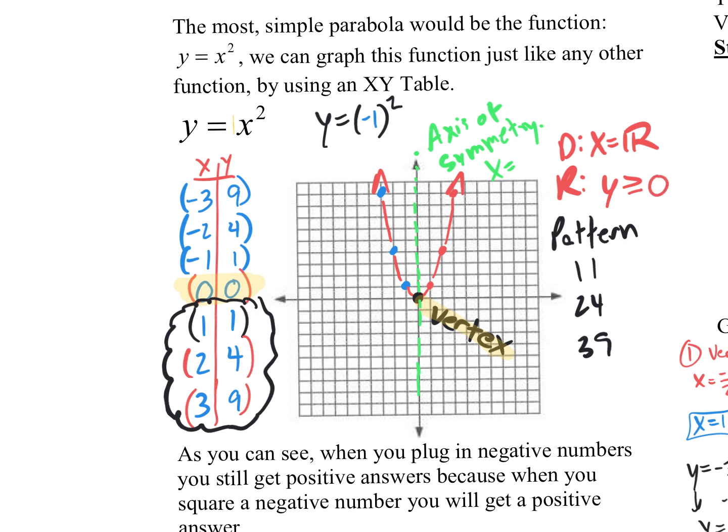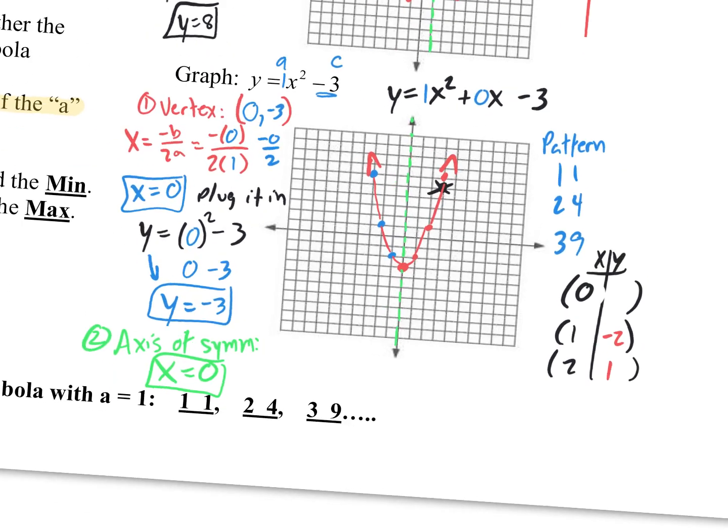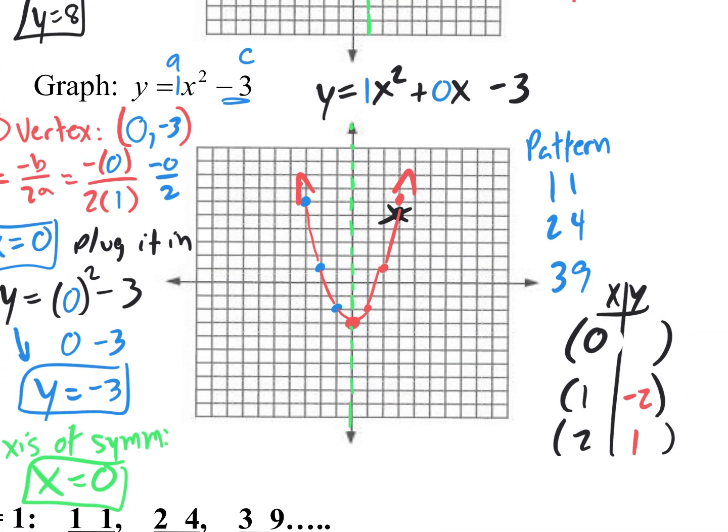Cool? So the domain will always be x equals all real numbers. The range is up and down. Where's your parabola? It's either above or below, starting at that y value of your vertex. Visually, it's easy to do. Like, check this one out. We just did this one. What is the domain right there?